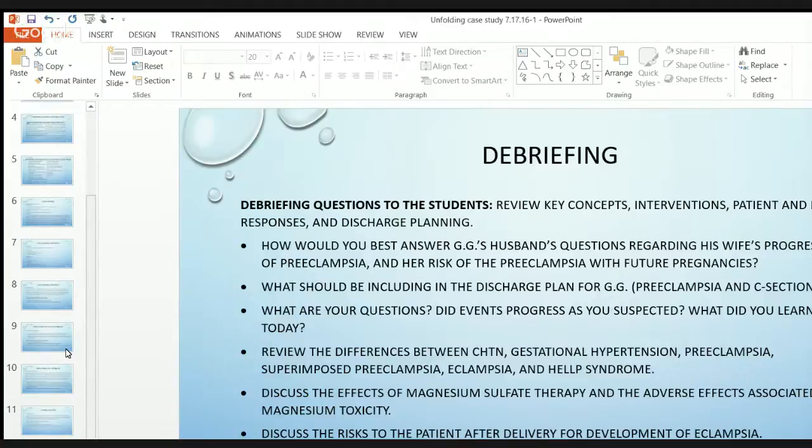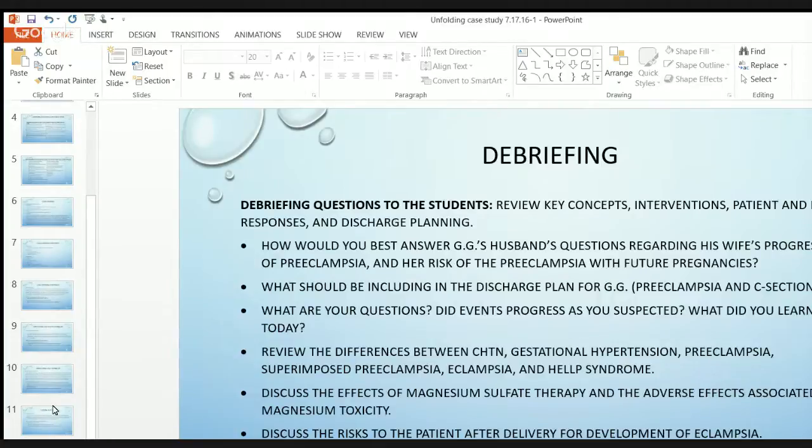And then again, we just have to have appropriate time to accommodate students' questions that they may have. They may need to figure out preconceptions that they may have had that either did go along with this particular case or did not go along with this case.